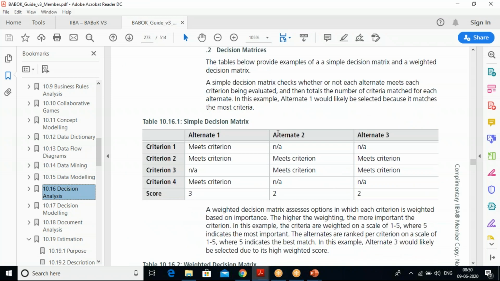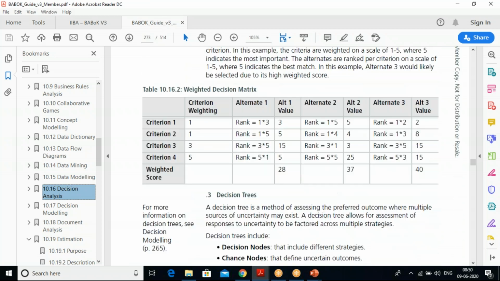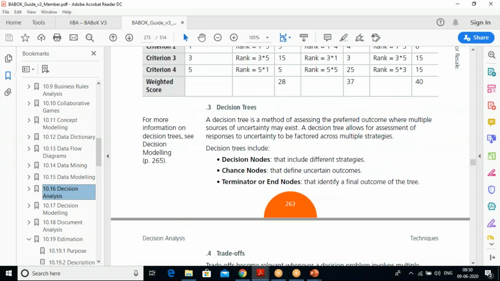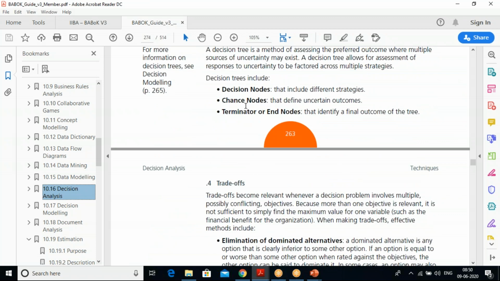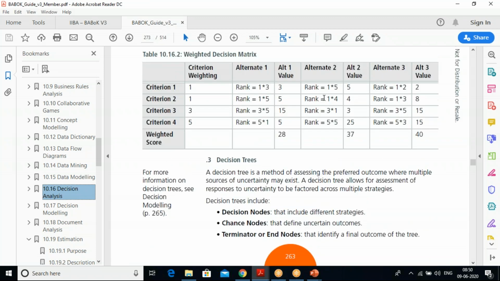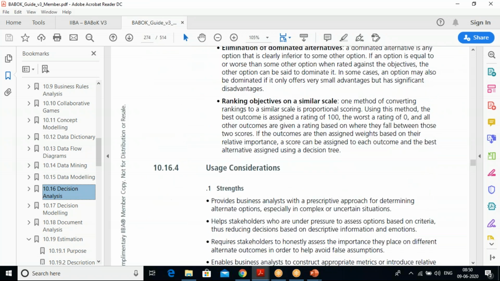Now this is the decision matrix. Using a simple decision matrix, we will be taking care of it. Just before you buy a car, we compare options, and this comparison is the decision matrix. For each parameter, they give some weightage, so here it is a weighted decision matrix. Then we have decision trees, with decision nodes, chance nodes, and end nodes. If this is this, then we go to that, like that we take care of it.